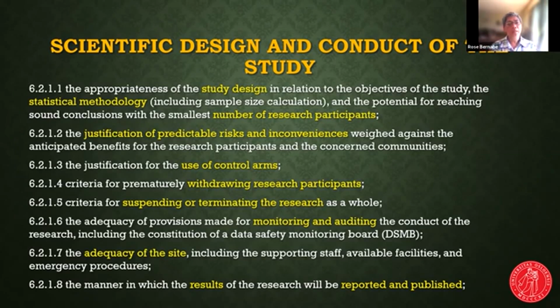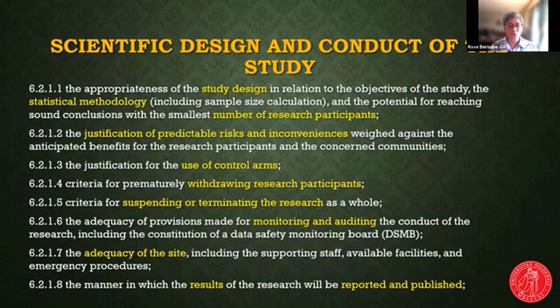Okay. Next will be the justification of the use of control arms. If you have a multi-arm trial, what are these arms? Of course, you would have the study arm, the experimental arm, but you would have another one. Is it placebo? Is it the use of a standard drug? And then of course you would want the ethics committee to look into whether this is justifiable or not.